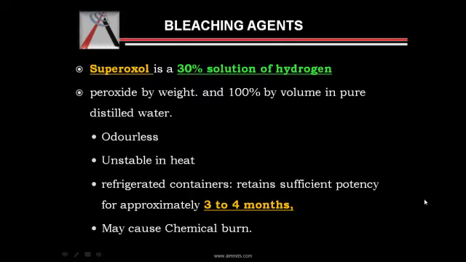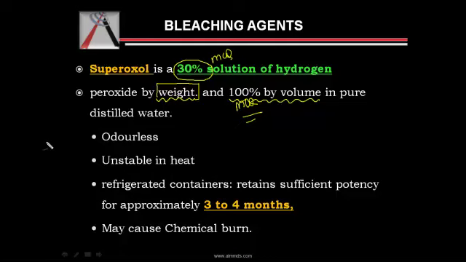Next, we'll be talking about the bleaching agents which are used in the process of bleaching. In that, the most common and the most important one is superoxol. Superoxol is a 30% solution of hydrogen peroxide by weight. Now, this point that it is by weight is important. So when we consider it by weight, it is a 30% solution of hydrogen peroxide in distilled water. But if we consider it by volume, it is 100% by volume in distilled water. Now both these are MCQs.